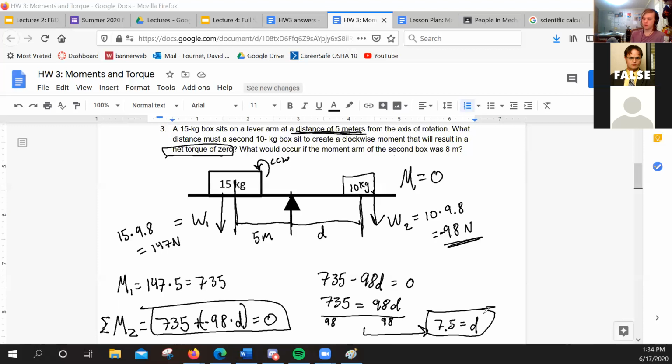And now we know that if we want this seesaw to not move, then we need to put the 10 kilogram box 7.5 meters away from the pivot. Okay?